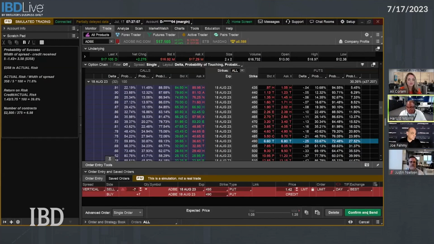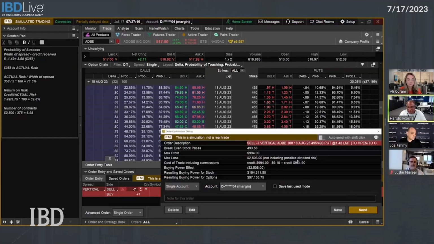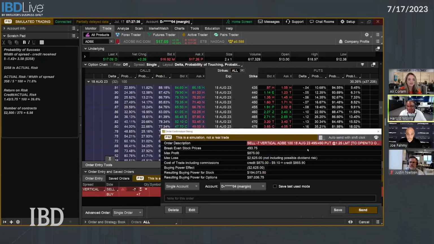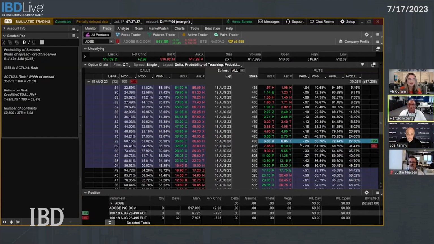Let's take a look at the numbers again. I click confirm and send, and then there's our risk. We're a little bit above the $2,500, and then here's our max profit, and again our break even down here at the bottom. Like I said, I got filled at 1.42. You're getting a little bit less credit, but I'm going to send it off anyway, and we're done. Hopefully this trade will work out.